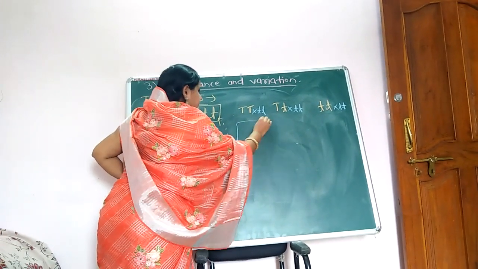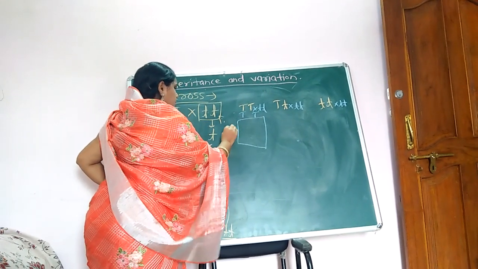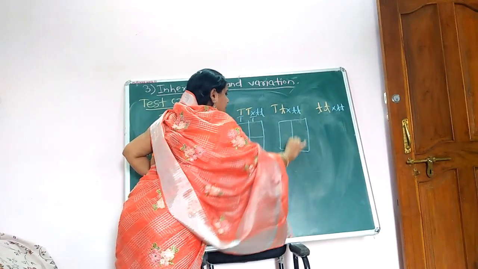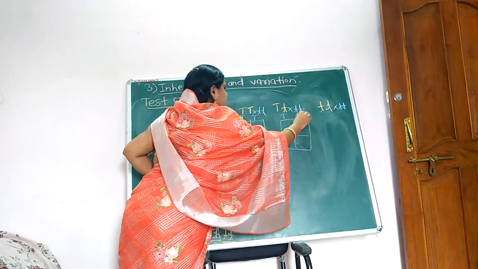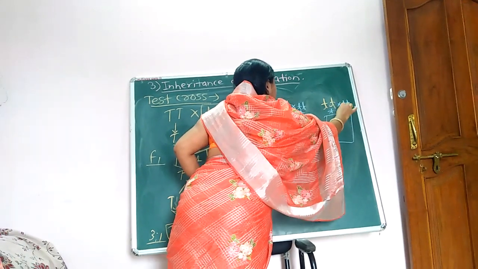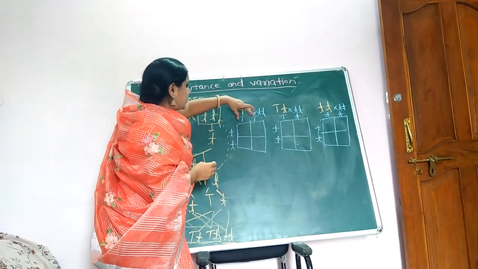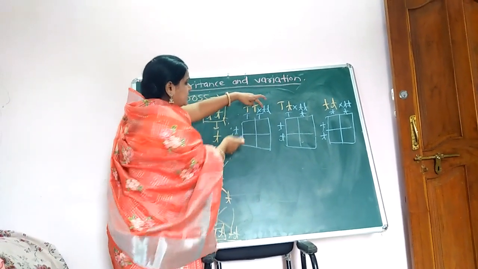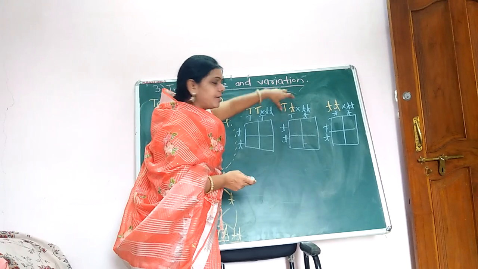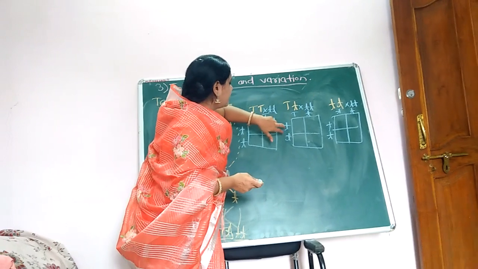What is the cross? We write down here this T, the gamete formation, that is the T. This small t, the gamete is formed small t. This hybrid gamete formation capital T, small t. This recessive parent small t.